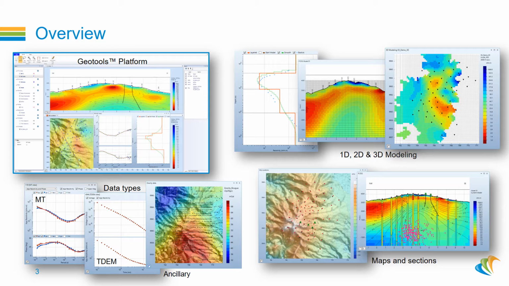Users can load in Geotools databases several data types, like MT data, TDM data, or ancillary information, and in the software we'll find a full set of tools for analysis and 1D, 2D, and 3D modeling. Data and modeling results review can be done station by station in sounding mode or in map and section views.